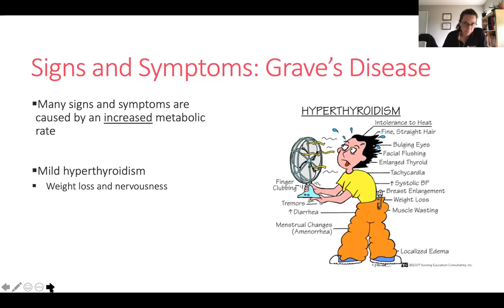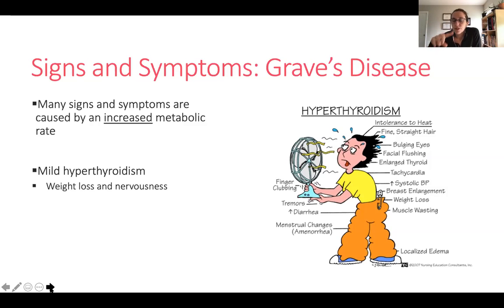So that could be attributed to, especially in young women, 20 to 24, which is the most common, they're probably just starting their careers or in college still. So nervousness can be just dismissed to stress, and then weight loss, who doesn't like that? They'll probably not be upset about it. So when it becomes more advanced or more severe, then they'll be hot all the time. Their hair will be really fine and brittle and straight.